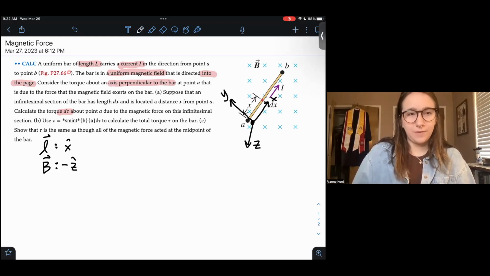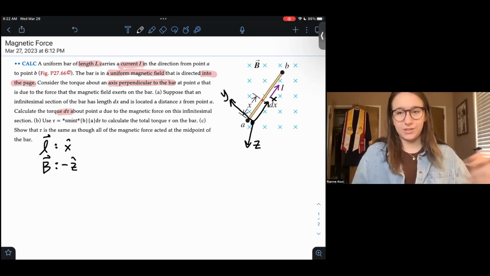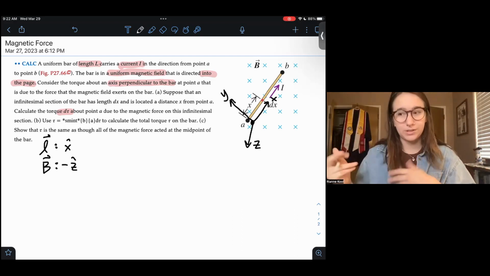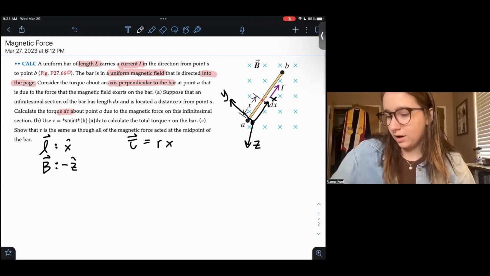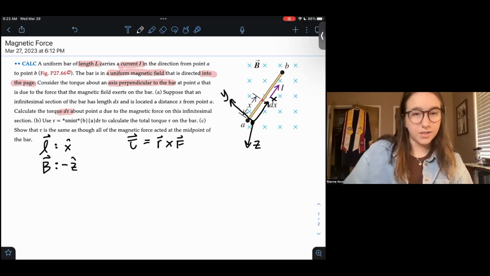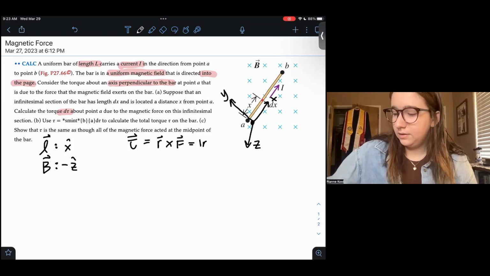So in the first part, we're trying to find our d tau. If you remember from 141, torque is a relationship between the radius of some object, like how far away this force is, and a force. Tau is torque and is defined as r cross F, and those are cross products. Or we could say that it's r F sine theta.